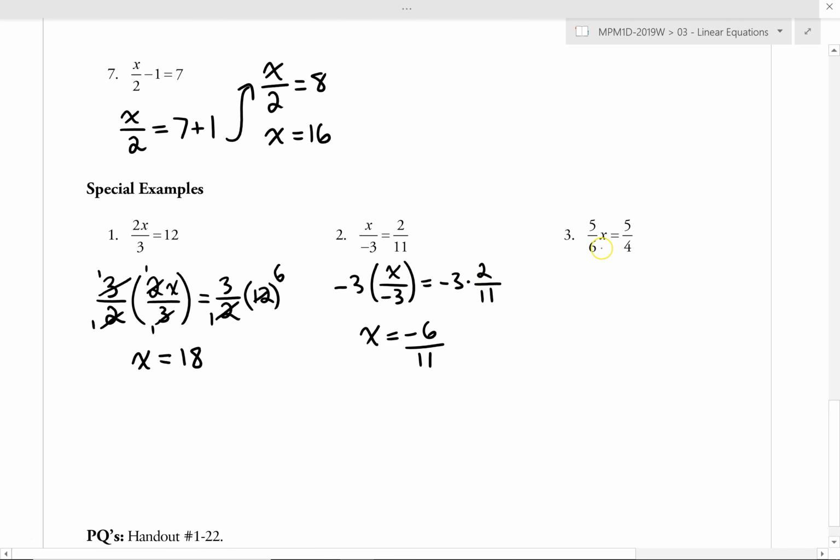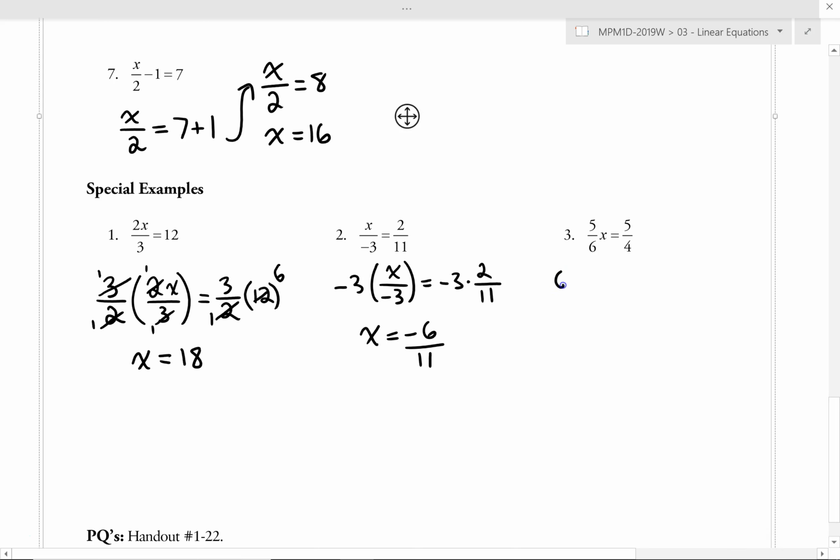All right, the last example is very similar to the first one, but the only difference here is that instead of the x being on top like this with the 2, it's sitting to the side of the fraction. But really, don't let this fool you. This x is being multiplied by 5 and technically divided by 6, right? And so you can use the same strategy here. We can multiply by the reciprocal of the coefficient on x, which is 5 over 6. So the reciprocal, of course, is 6 over 5.